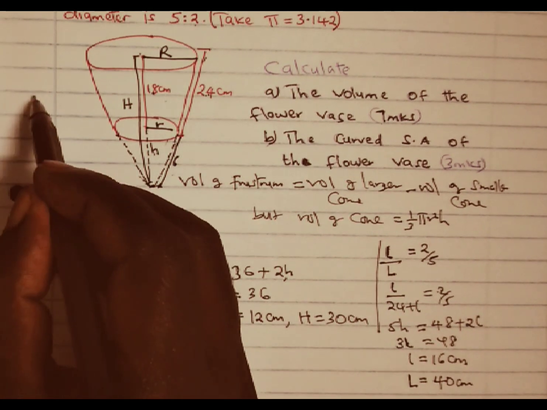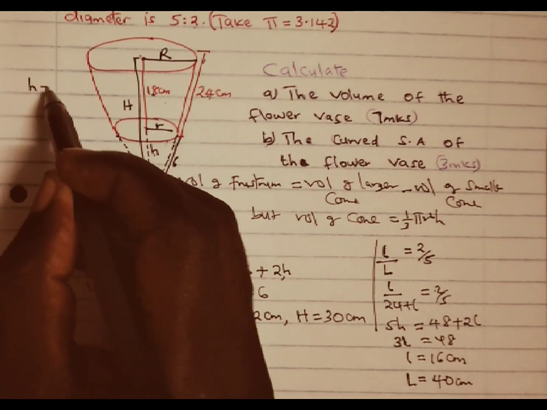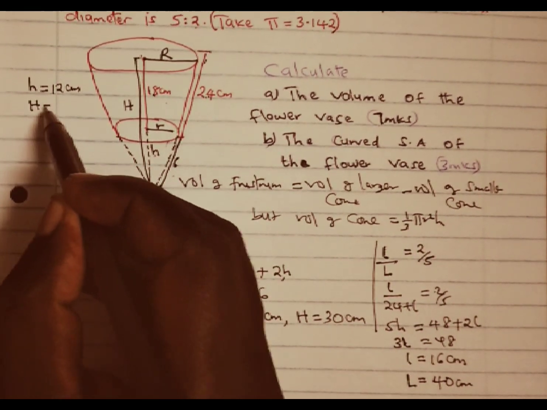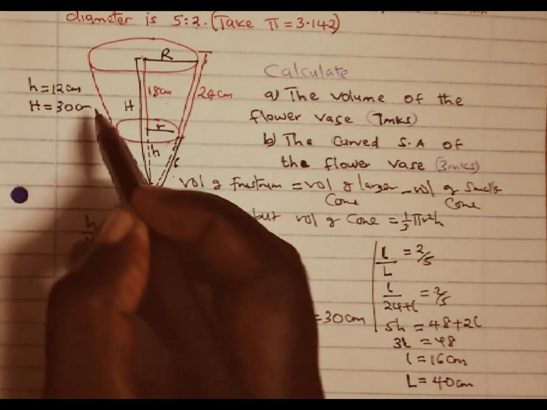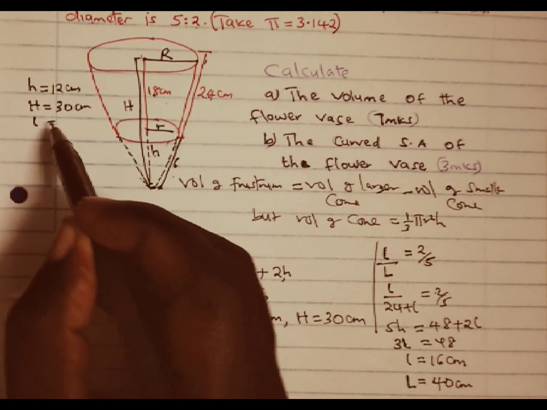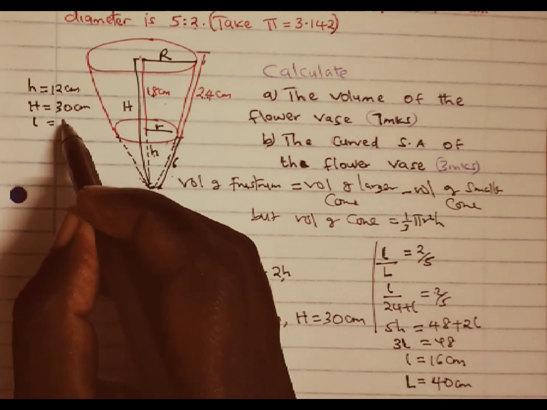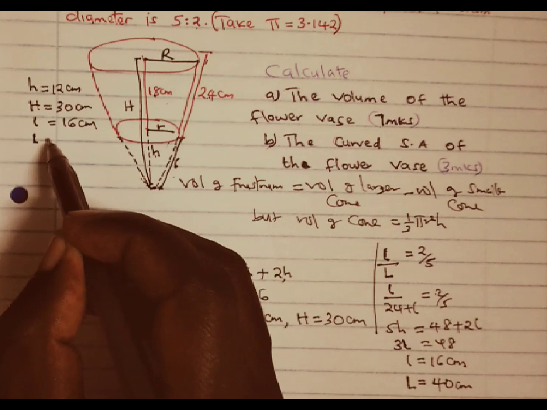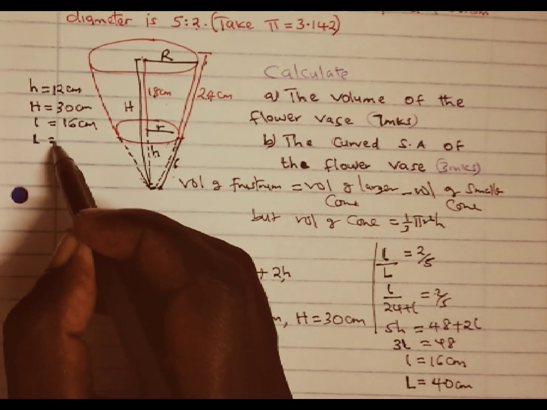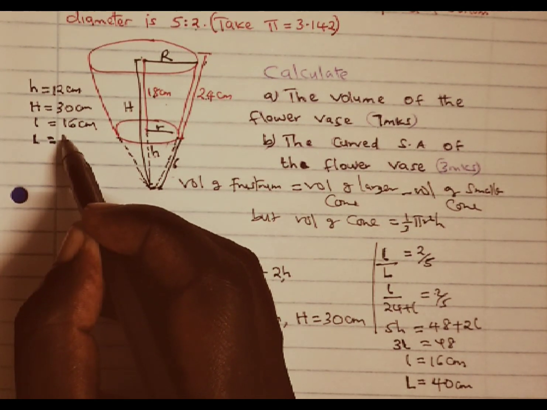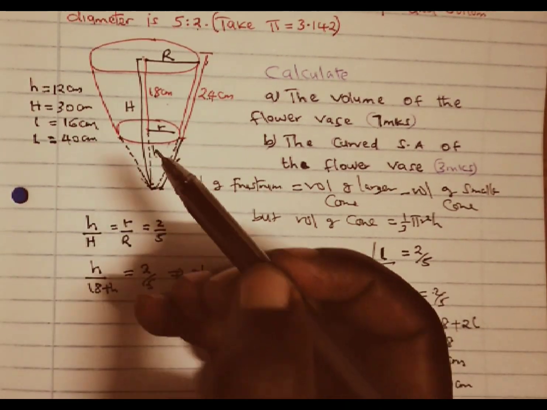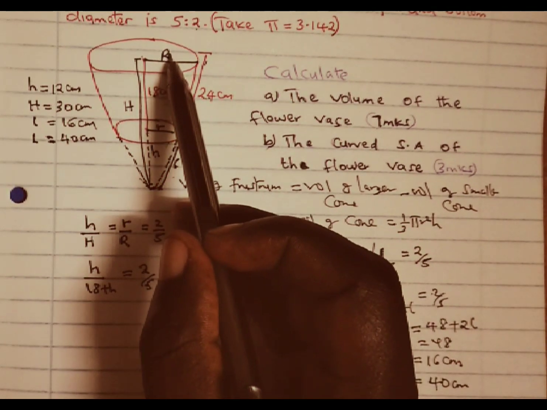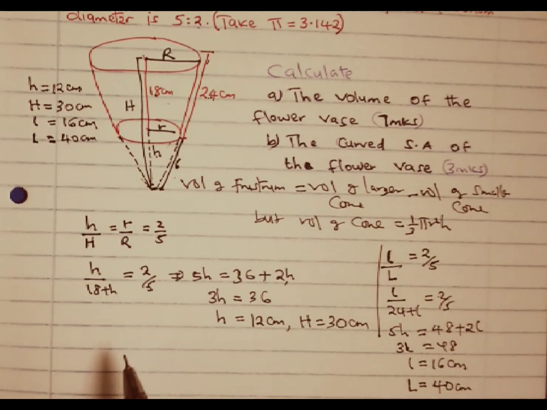In this case now, we have our small h, which is 12 centimeters. We have our big H, which is 30 centimeters. We have the slant length of the smaller cone, which is 16 centimeters. We also have the slant length of the bigger cone, which is 40 centimeters. What we do not have is the radius of the larger cone and also the radius of the smaller cone.